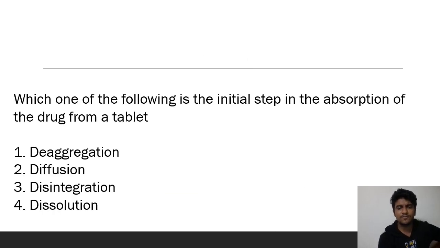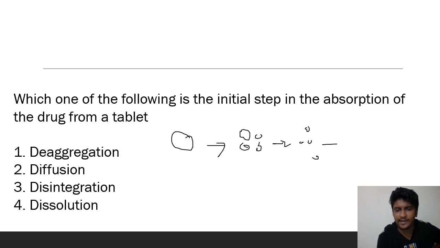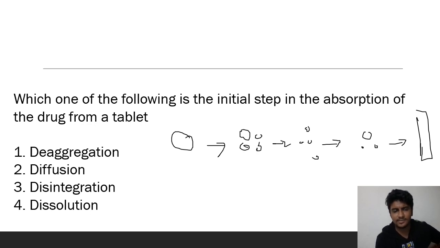Next up, we have which one of the following is the initial step in the absorption of drug from a tablet. So suppose this is a tablet. The tablet will first disintegrate, then it will deaggregate, then it will finally dissolve in the dissolution medium, and finally it will diffuse through the membrane. So the disintegration is the right answer here.